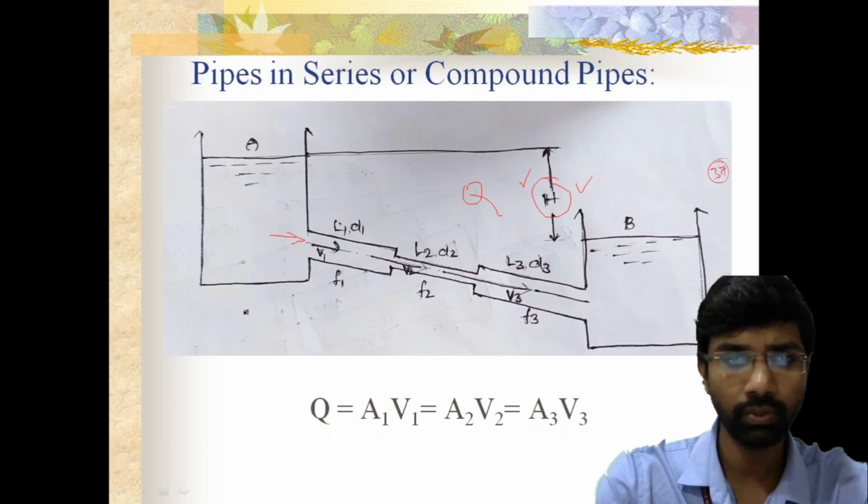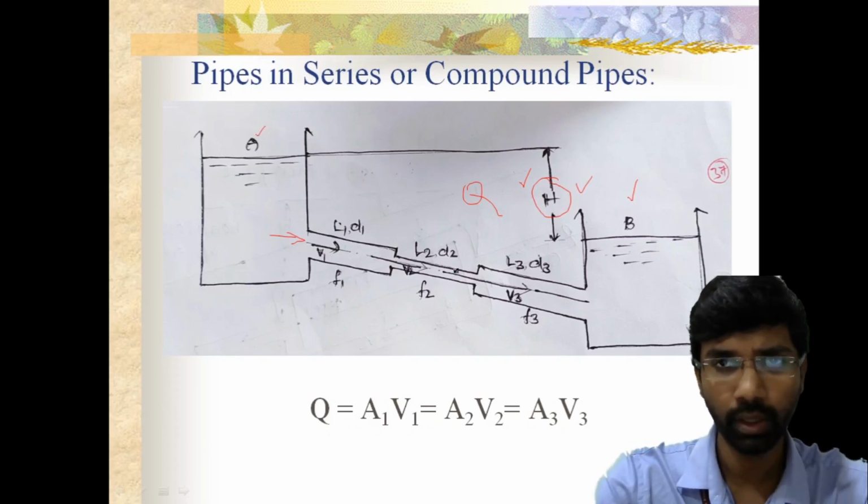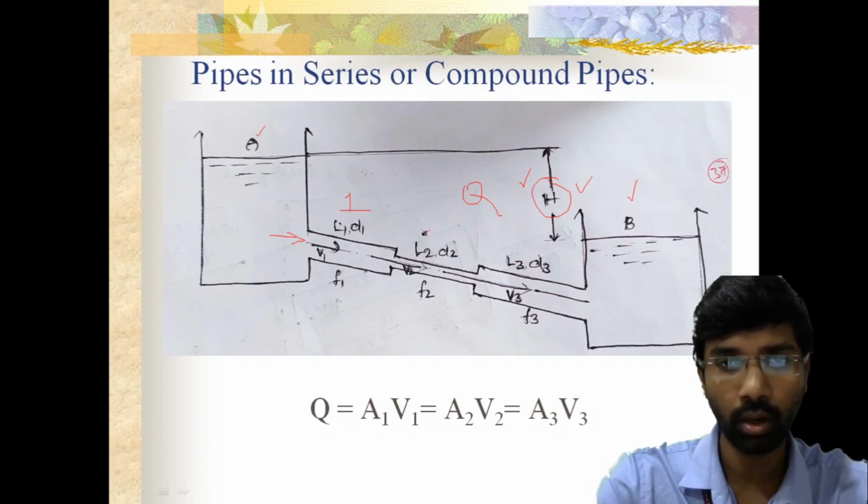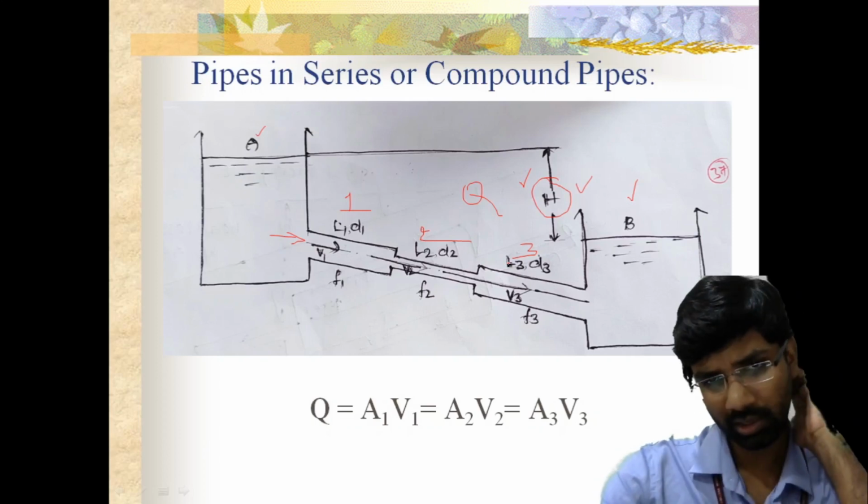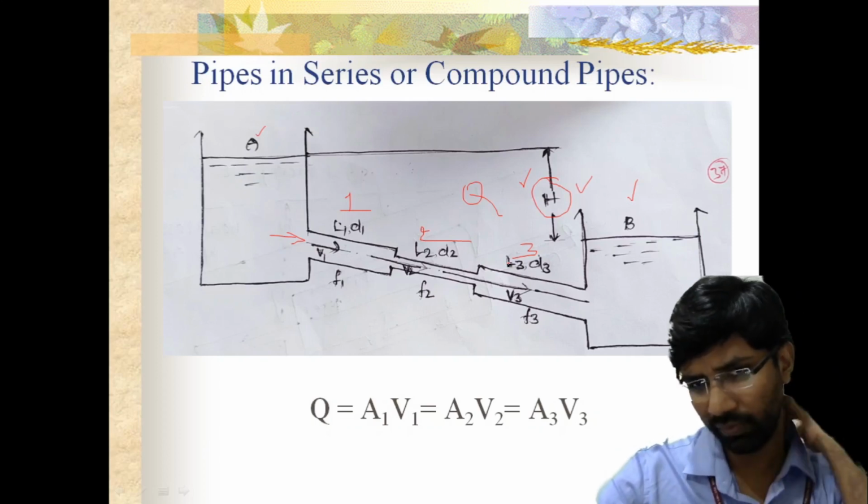This figure was already given in your material. So let A and B be the two reservoirs, and these two are connected with a series of pipes, nothing but a compound pipe. I have considered three pipes: 1, 2 and 3. L1, L2, L3 be the lengths, D1, D2, D3 be the diameters, f1, f2, f3 be the friction factors.